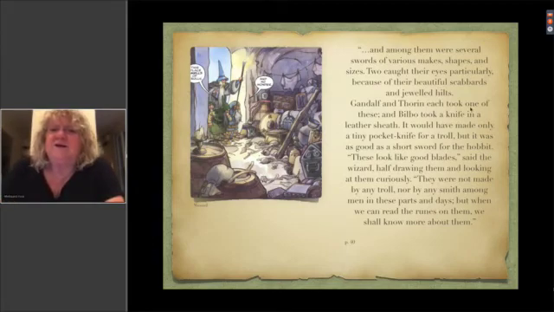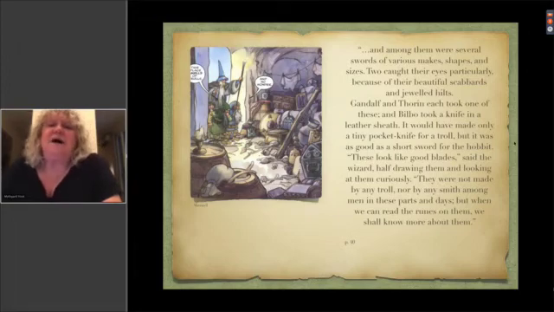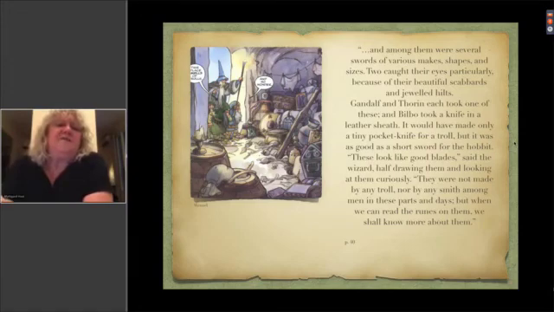Let's see what other kinds of questions we have here. What was that pot made out of? I imagine the pot was probably a metal pot. They probably stole it from one of the villages that they raided.